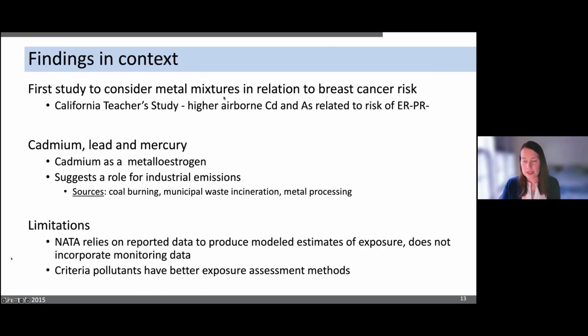But a limitation of this study is that we're relying on this database, the NATA database, which really relies on industries to self-report their emissions. And there's no monitoring of these hazardous air toxics. And so that is a challenge when you're interested in these hazardous air pollutants. There's really not a better way to assess exposure, especially over such a large geographic scale, compared to the criteria air pollutants, which are much better monitored.